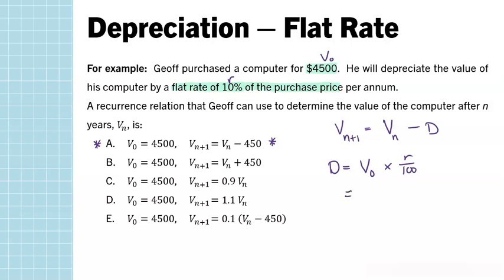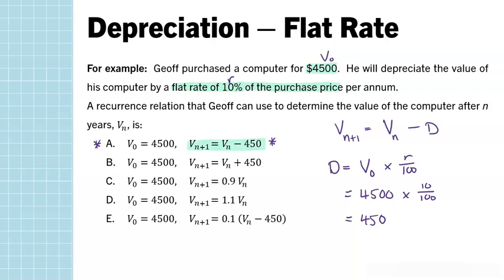And so in this case, our initial term, 4,500, times our rate of 10 over 100 gives us a depreciation value of $450. So we are depreciating, so decay, decreasing by $450 per year. And so that's why we can now be sure that A is our correct format.